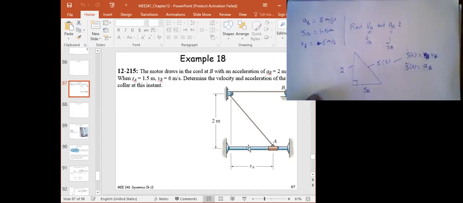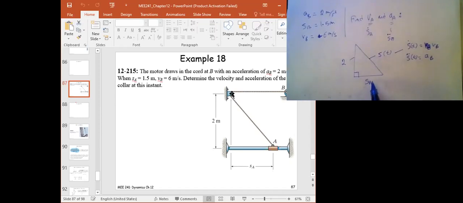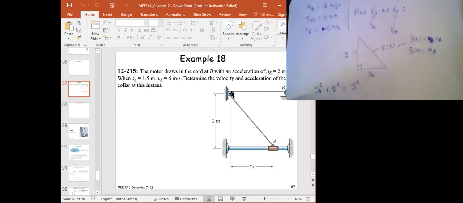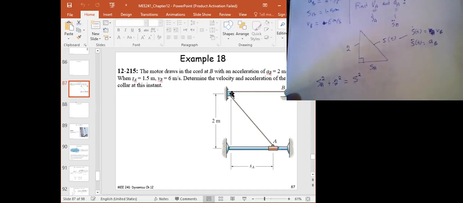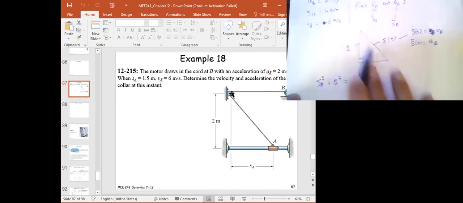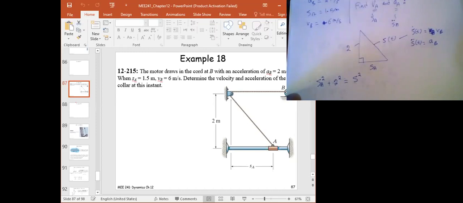If you look here, the rate of change of this cable is going to be equal to the rate of change of this cable because they are wound on the same pulley. But let's just do the Pythagorean here. Based on the Pythagorean, I can write that SA squared plus 2 squared is equal to S squared. You guys agree? Yes. Okay. And the velocity and acceleration of this cable are simply related to the velocity and acceleration at the pulley B.